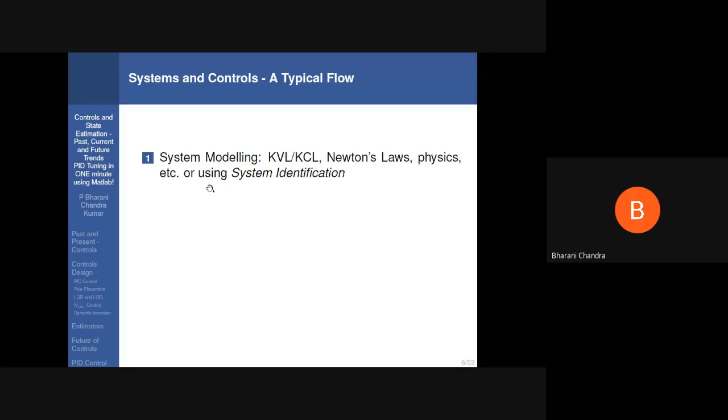In case the system is very complex, or if you don't know what is inside the system, then what to do? In those cases, one can use the concept of system identification. System identification is nothing but assuming the system to be a black box, exciting the system with different kinds of inputs and observing the outputs you get from that excitation. From the relationship between the input and output, try to come up with some model. That is called system identification.